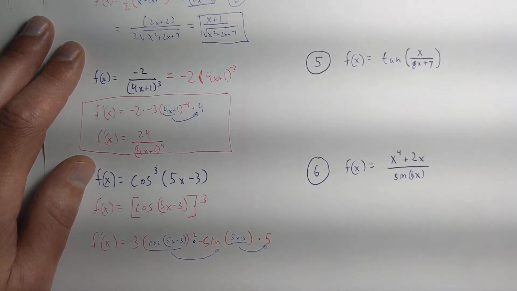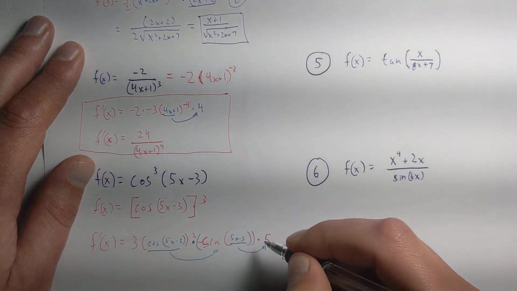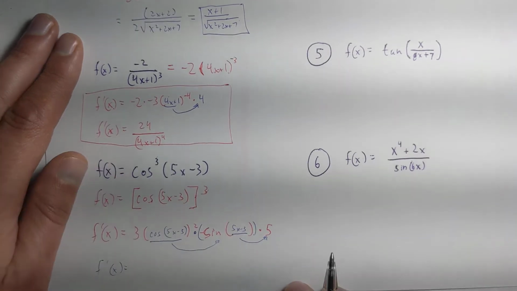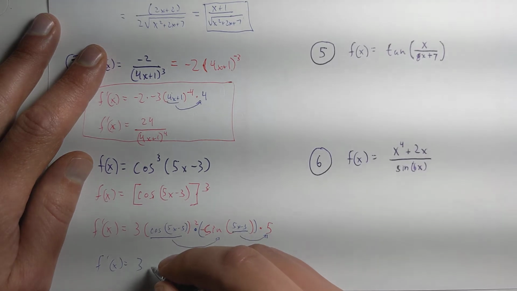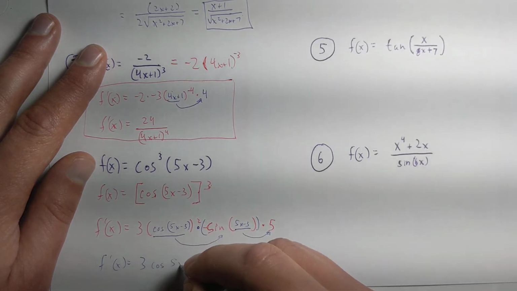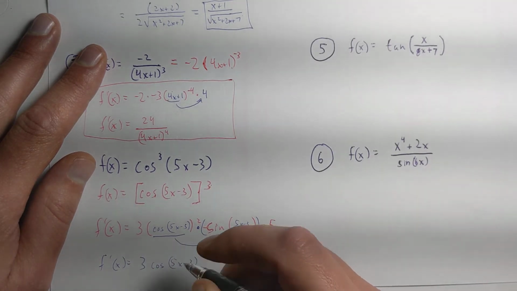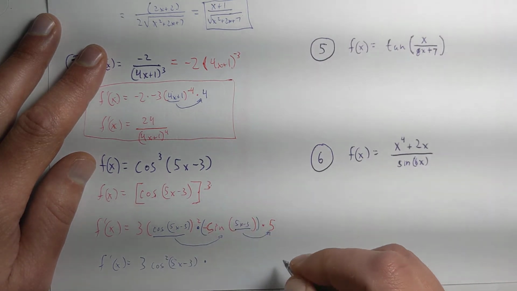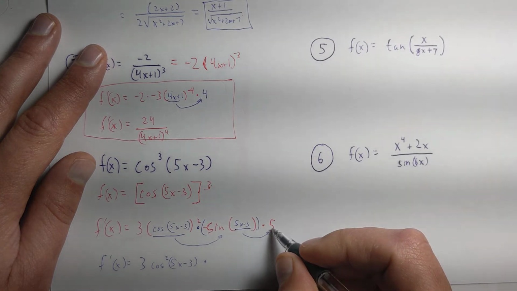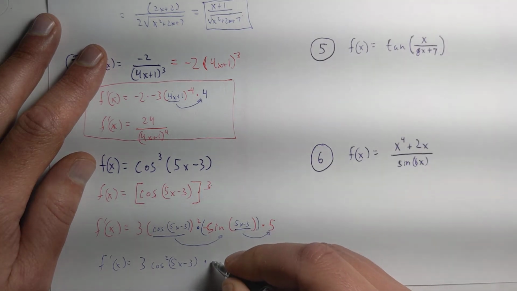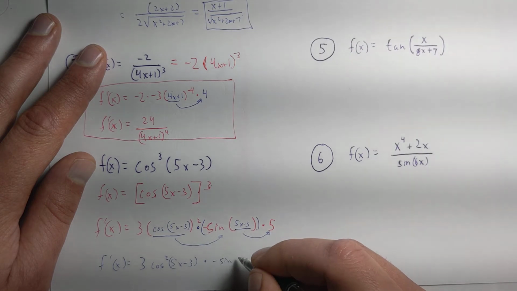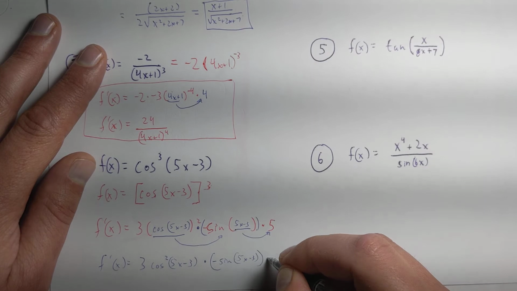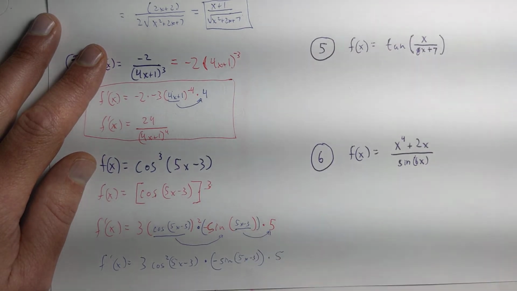And that's the answer. If you want to, you can put parentheses around this. But f prime of x is going to be 3 cosine of 5x minus 3 squared. Let's see here. I've got negative sine of 5x minus 3 times the derivative of that, which was 5.